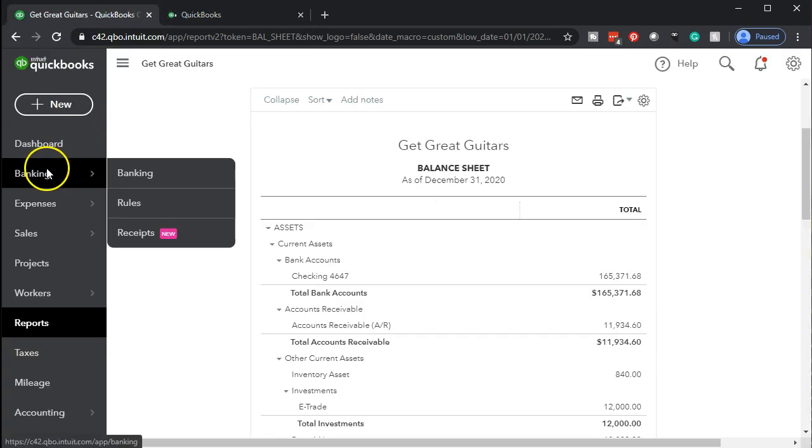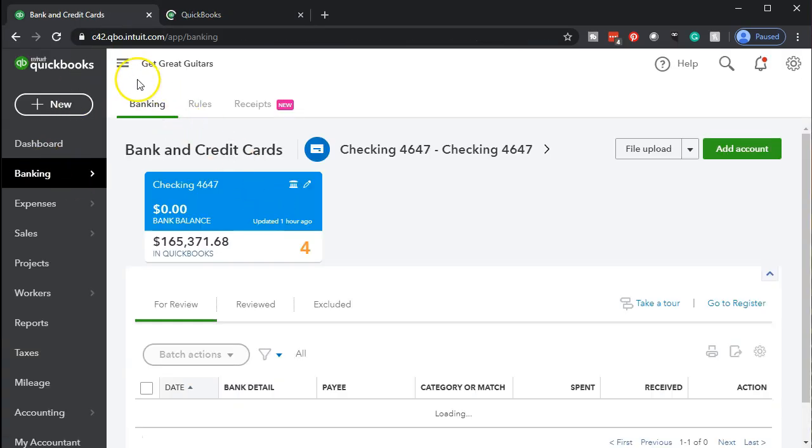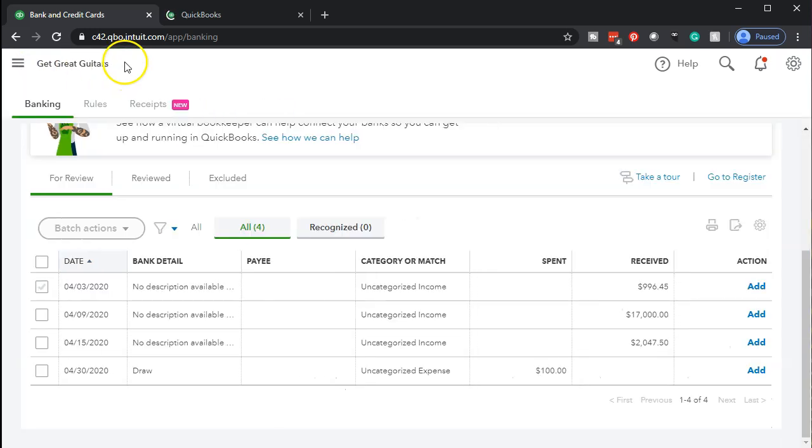Then we're going to go back to the tab to the left, and we're going to go down to the banking, and we'll close the hamburger up top. We don't need that hamburger bugging us. And there we have it. So we're getting down there on our transactions. We're looking at the draws now.